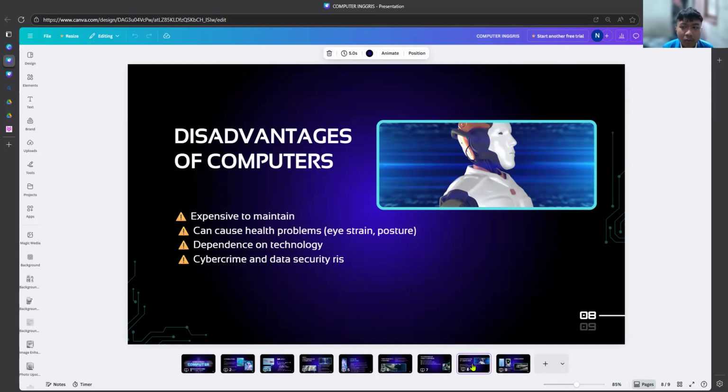The next slide is the disadvantage of computer. Computer is expensive to maintain, can cause health problems. If you look at a computer for like 5 hours, you can get health problems. And next, dependence on technology, cybercrime, and data security risks.